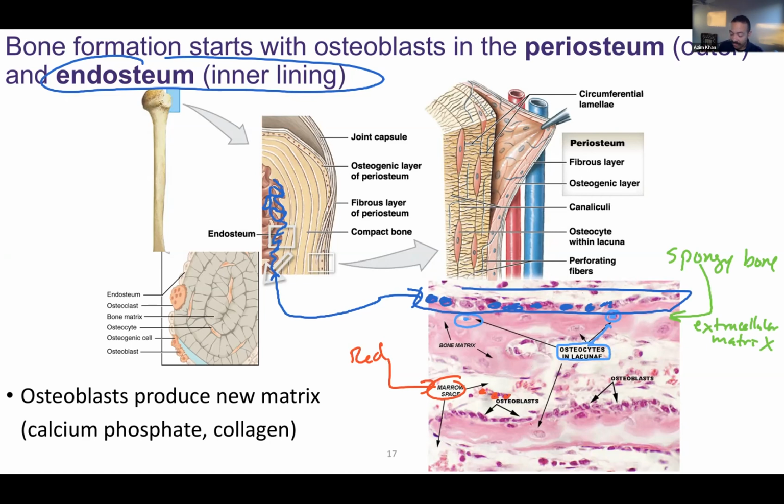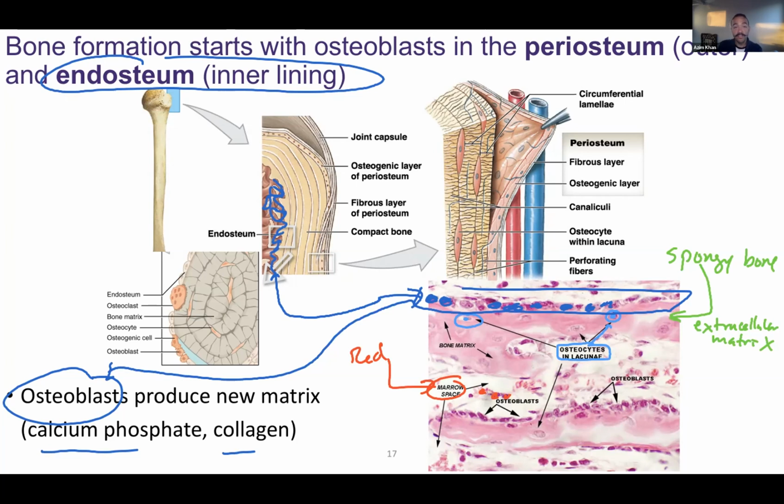And in the endosteum, we find osteoblasts. Let me color it the way I colored it here. These are osteoblasts found in the endosteum. These are the ones that are putting down new calcium phosphate and collagen, producing more calcified matrix to make more bone. You can find osteoblasts in the endosteum.